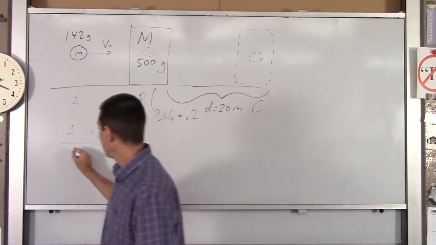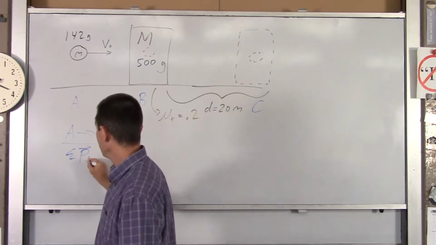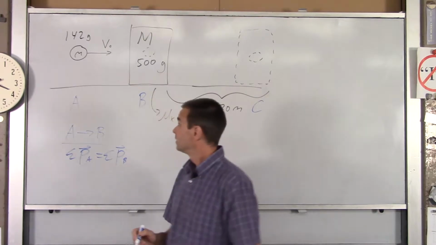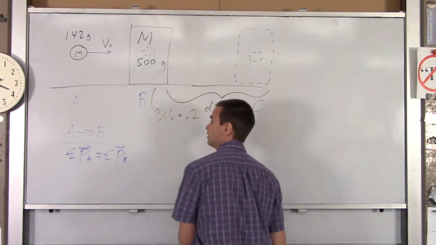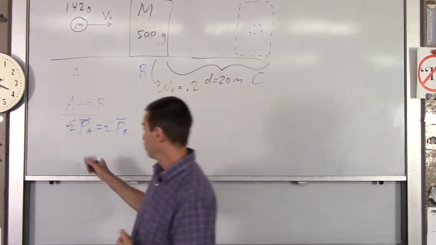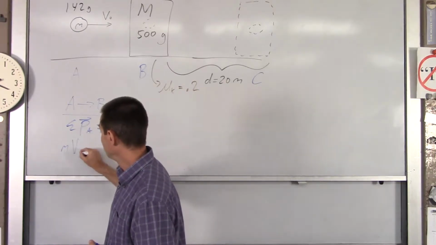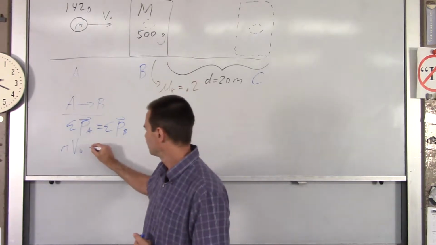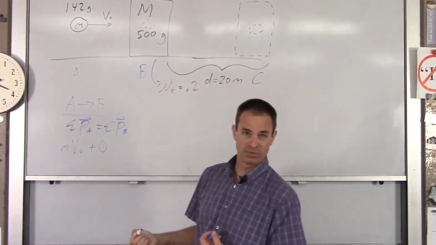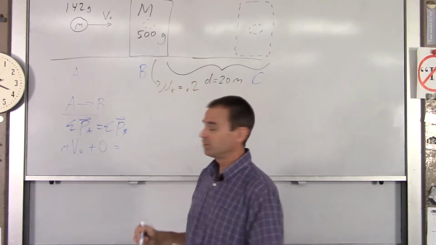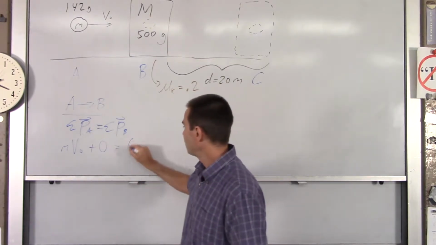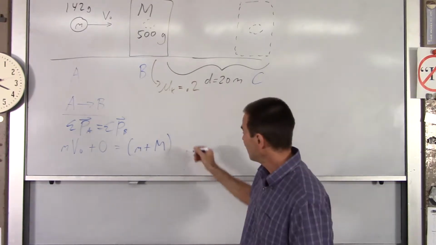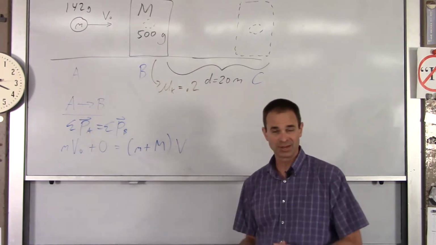So the total momentum at point A is going to equal the total momentum at point B. Now, at point A, the baseball has momentum, it's moving, so that's little m times v naught. We'll throw numbers in a minute. The box is not moving, so I'll put the 0 there just to remind us that the box isn't moving before the collision. After the collision, they are moving together, so that would be little m plus big M, stuck together as one big mass times some velocity v, which I don't know either.